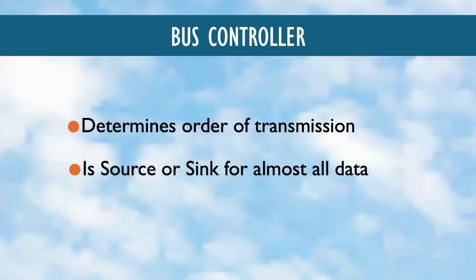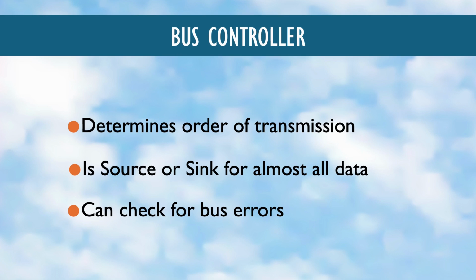By being in the middle of all these transactions, the bus controller can keep track of the success or failure of each message. If the bus controller detects communications failures, it can take steps to correct them or inform the pilot that some devices are offline.